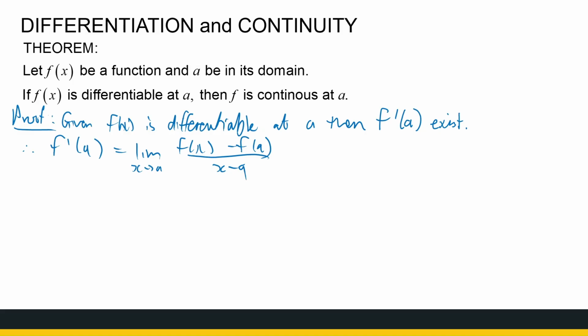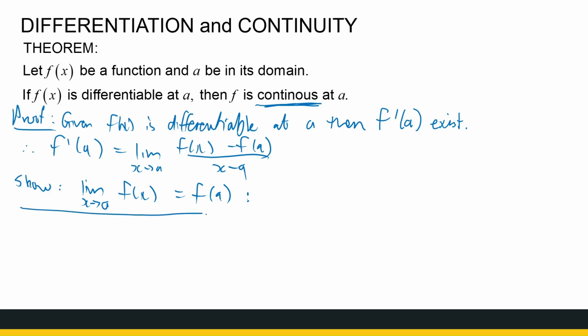Now, what do we want to show? We know f is differentiable. We want to show f is continuous. So you need to know the definition of continuity. We want to show that the limit as x approaches a of f of x is equal to f of a. That's what we're trying to show, because that is continuity.